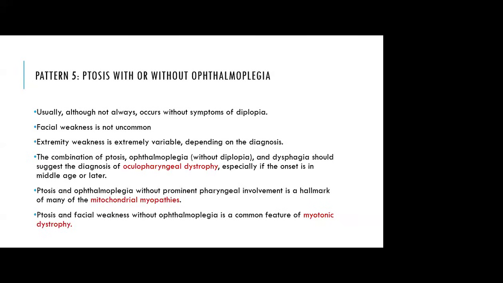Based on the combination of ptosis, ophthalmoplegia, and dysphagia, it should suggest OPMD, that is oculopharyngeal muscular dystrophy, whereas ptosis and ophthalmoplegia without a prominent pharyngeal involvement is a hallmark of mitochondrial myopathies. Ptosis and facial weakness without ophthalmoplegia is pointing towards myotonic dystrophy.